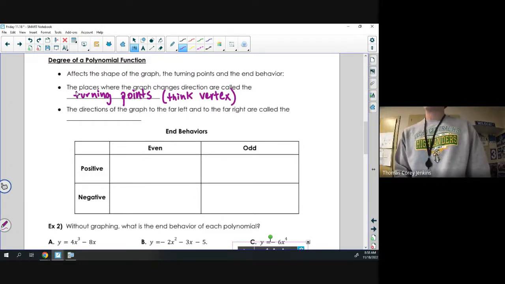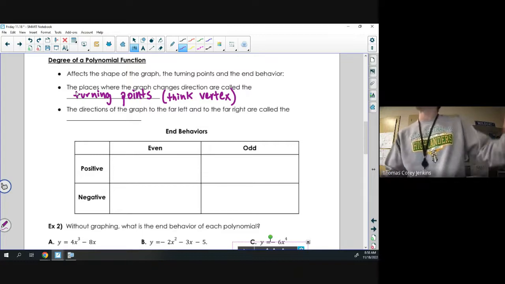The directions of the graph to the far left and the far right are called the crazy people. Just kidding. That was a political joke. It was a reach. I'm sorry.